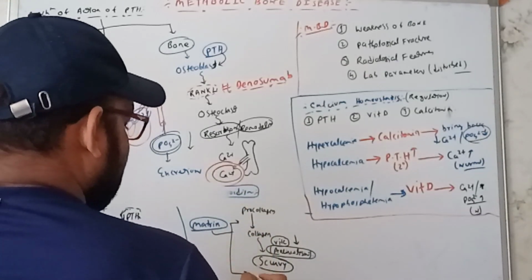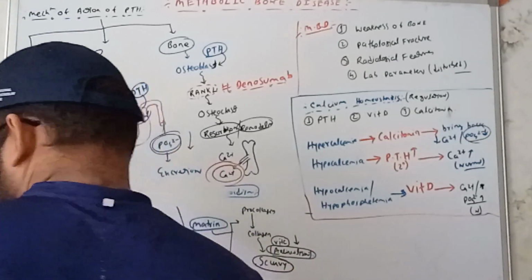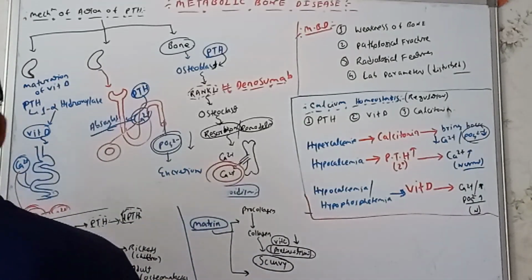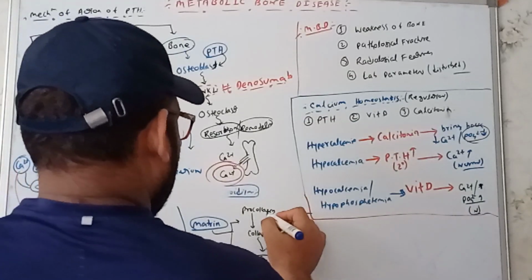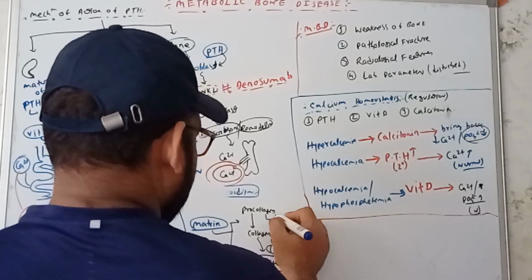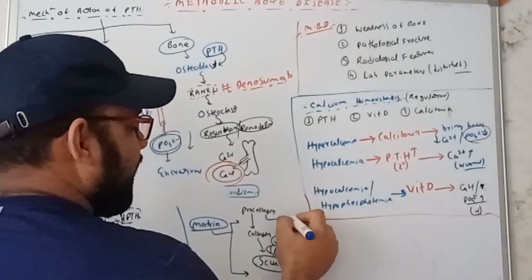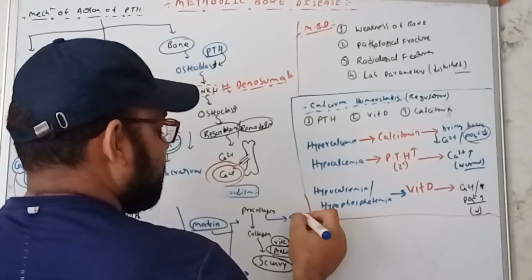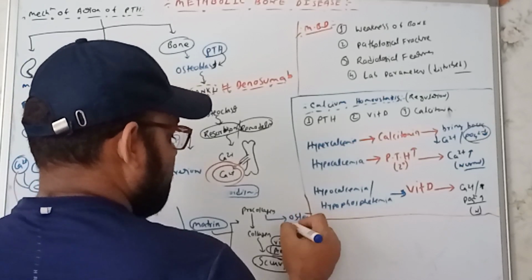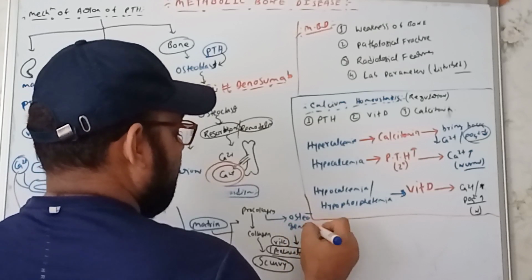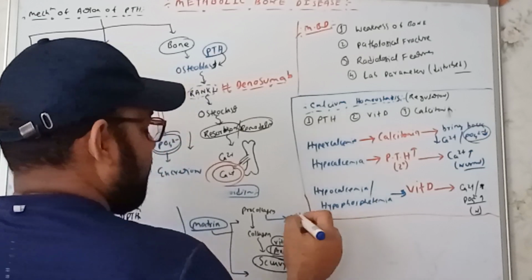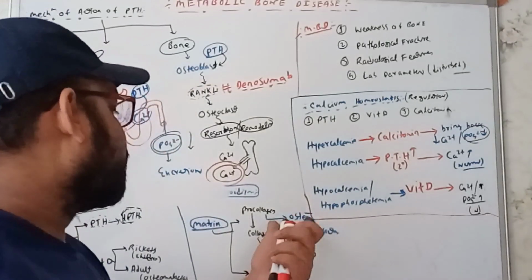And if we see the problem at the cellular level, for example, the procollagen, in osteogenesis imperfecta, at that time the procollagen will also not be synthesized properly. So in osteogenesis imperfecta, in this disease, the procollagen will not form properly.